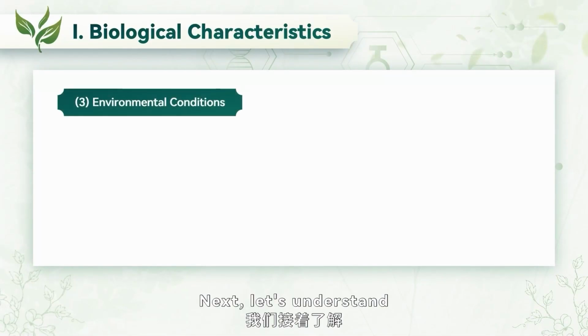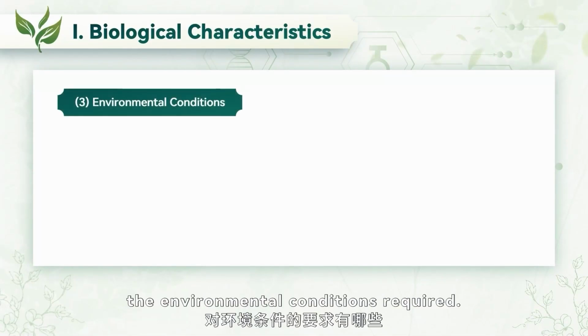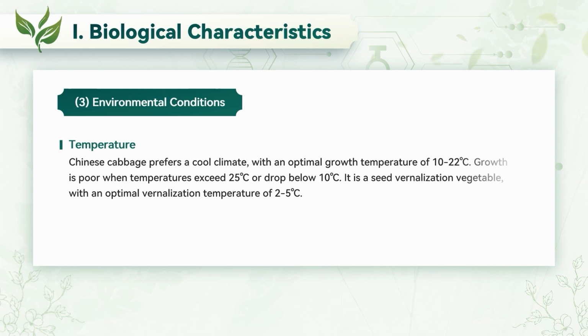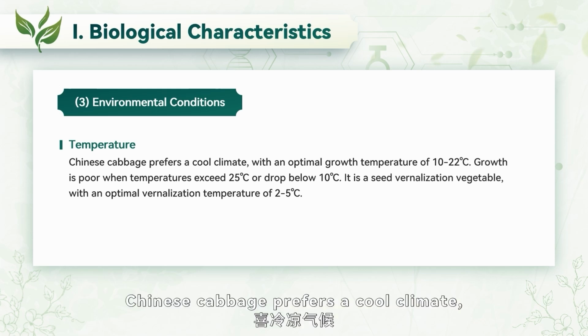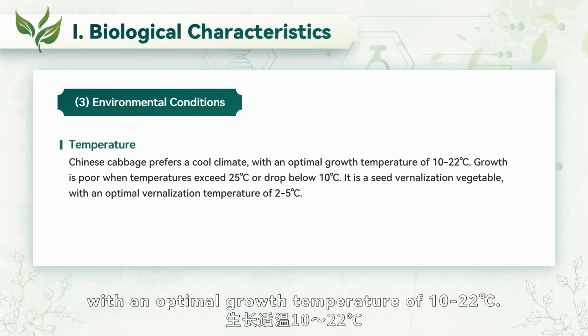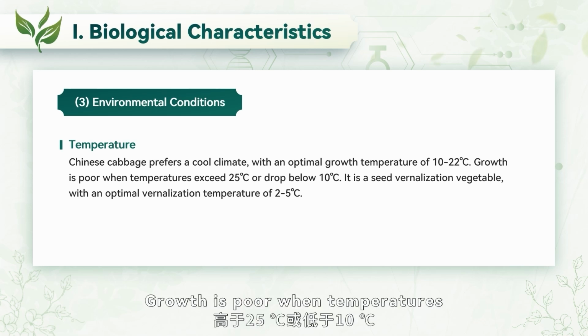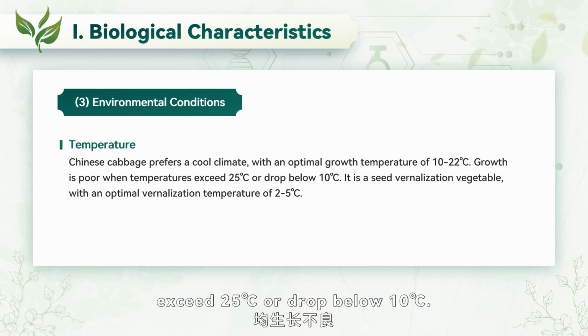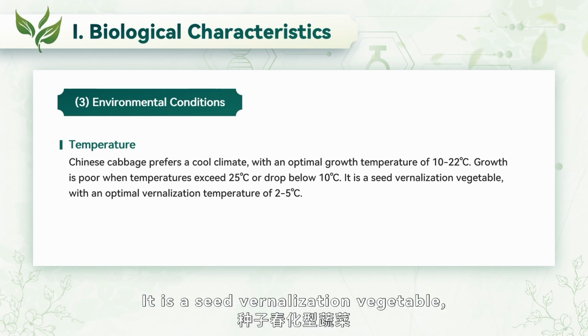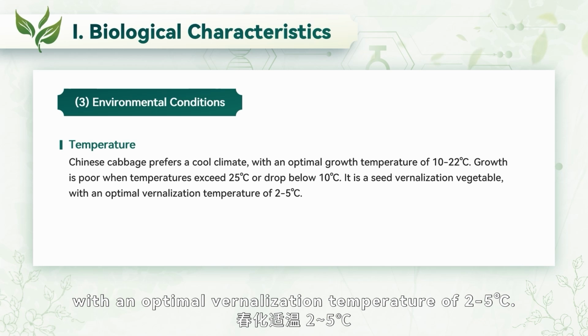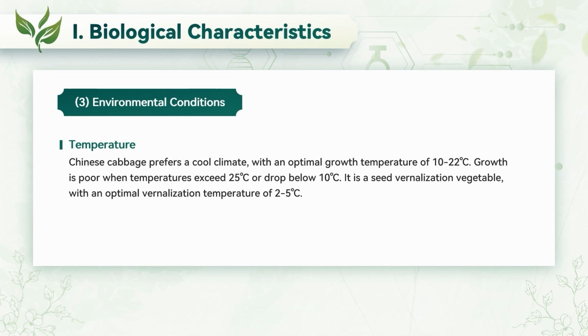Next, let's understand the environmental conditions required. Temperature. Chinese cabbage prefers a cool climate, with an optimal growth temperature of 10 to 22 degrees Celsius. Growth is poor when temperatures exceed 25 degrees Celsius or drop below 10 degrees Celsius. It is a seed vernalization vegetable, with an optimal vernalization temperature of 2 to 5 degrees Celsius.